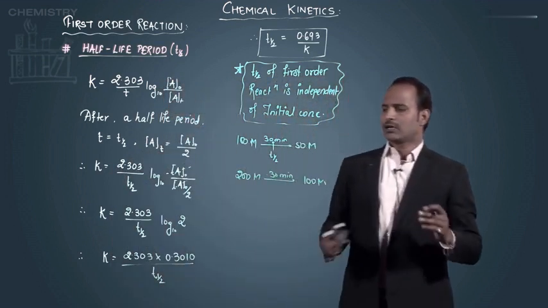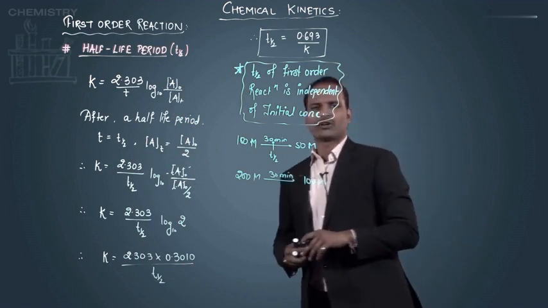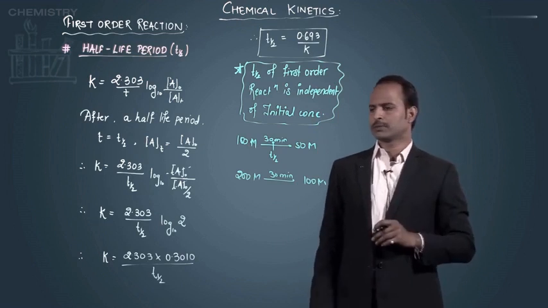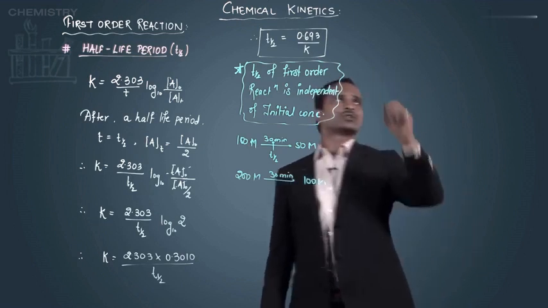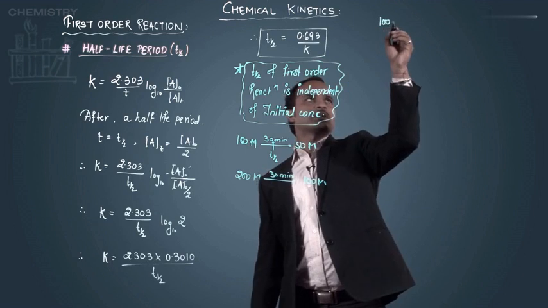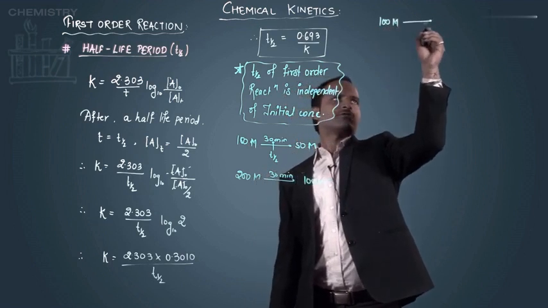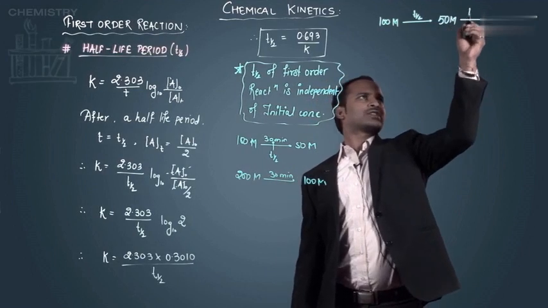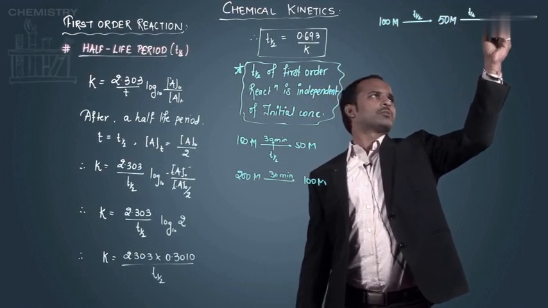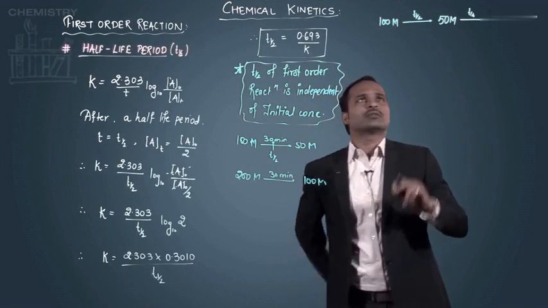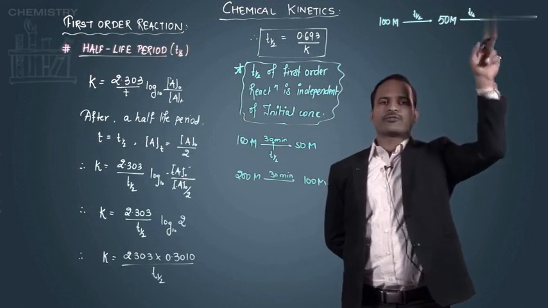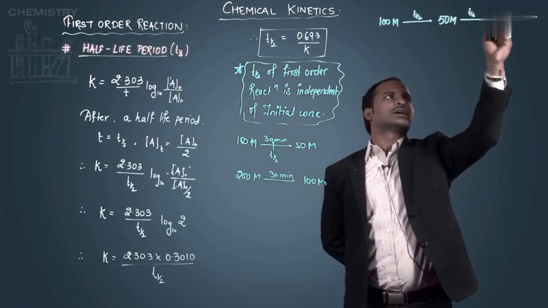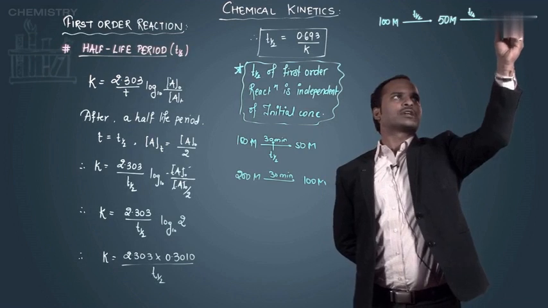Now let's see how many half-life periods will be needed to complete the total reaction. If I'm taking 100 molar reactant, after a half-life period it is 50. In zero order reaction, after the next half-life period it was 0. But in case of first order reaction, after the next half-life period it is going to be 25 molar. That means again it reduces to half the amount.